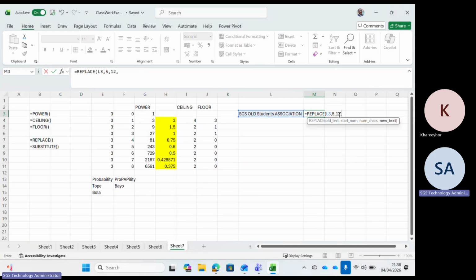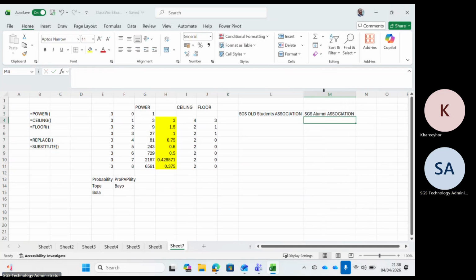What's our replacement? Alumni. And then what do we get? SGS alumni association. So we have replaced something with something. So that's a function for that.